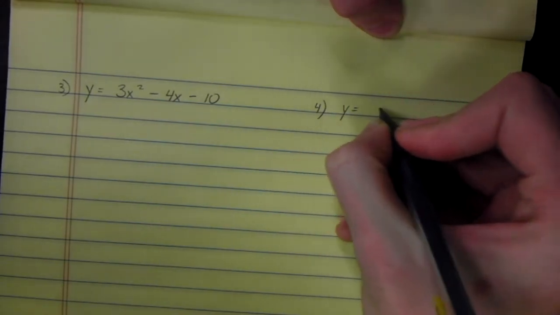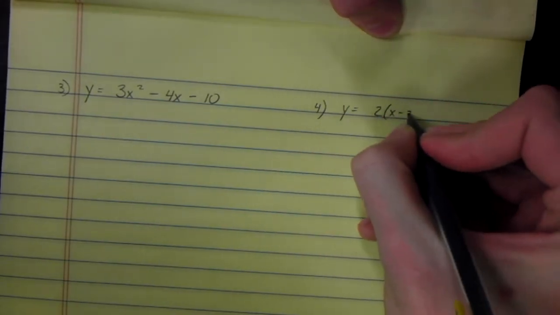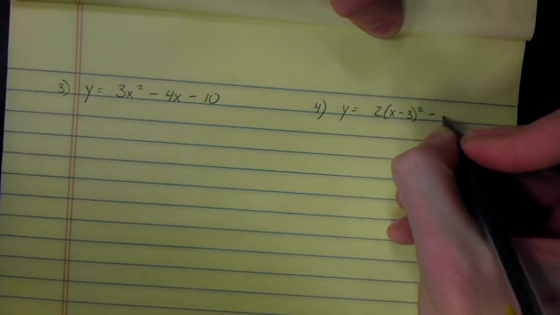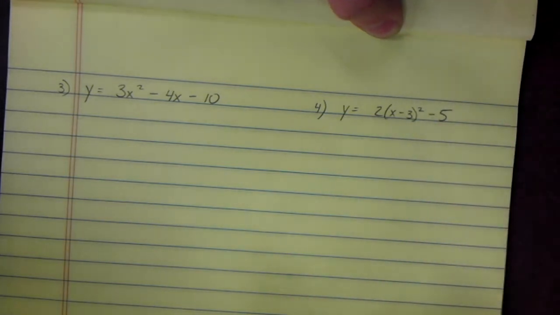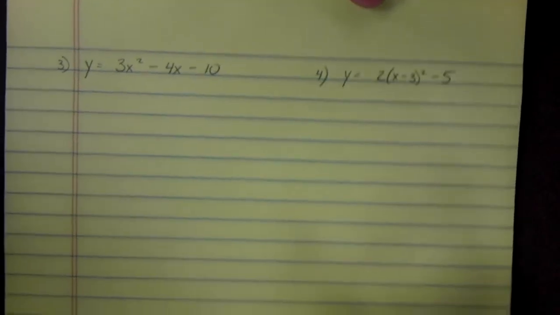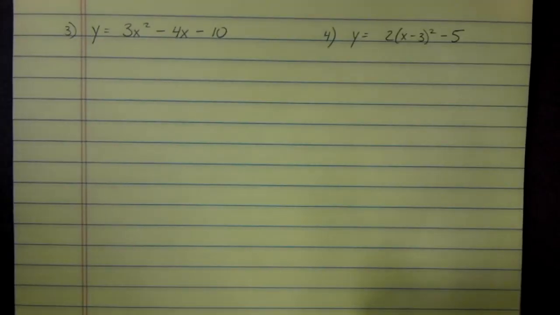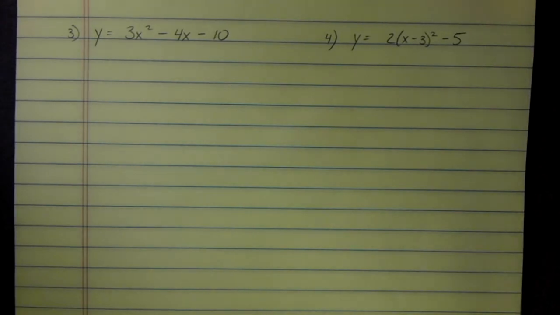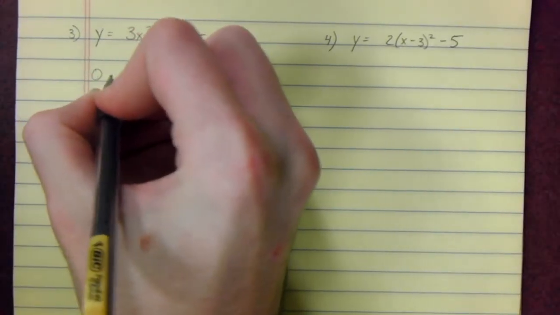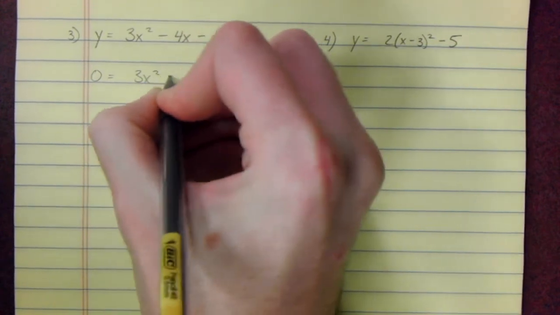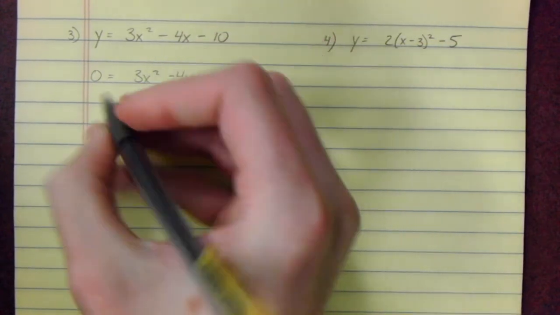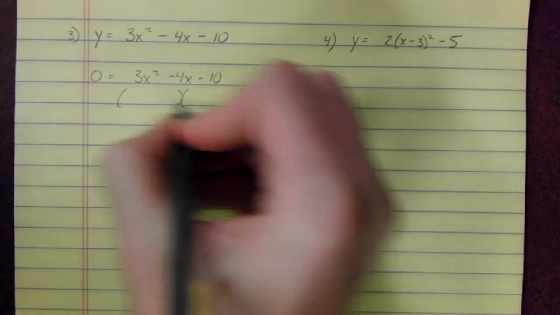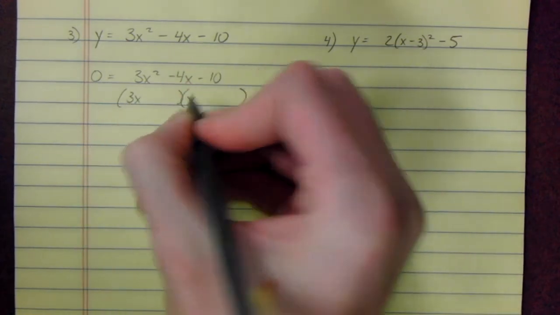And y equals 2 times (x minus 3) squared minus 5. Okay, so both of these are going to have x-intercepts. Again, they're not fun to find, but they do have them, so let's see what we can do. So start off, you always want to start off trying to factor it. In this case, I already know that this is not going to factor, but I'll prove it to you.